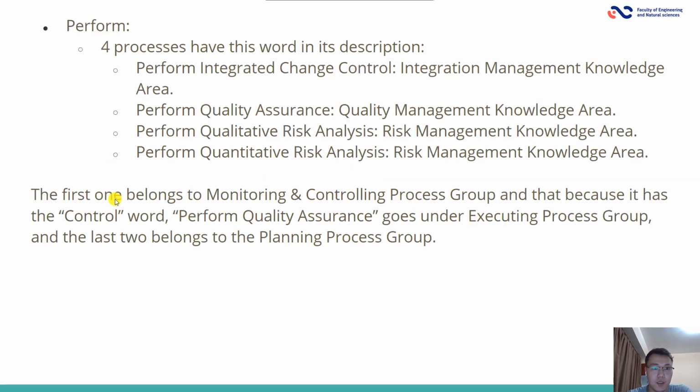Okay, let's continue. Perform. 4 processes have this word in their description. Perform integrated change control, perform quality assurance, perform qualitative risk analysis, perform quantitative risk analysis. The first one belongs to the monitoring and controlling process group, and that's because it has the word control. Perform quality assurance goes under the executing process group, and the last two belong to the planning process group.